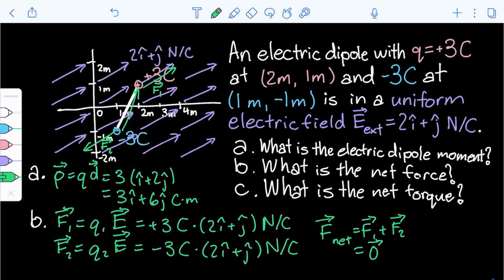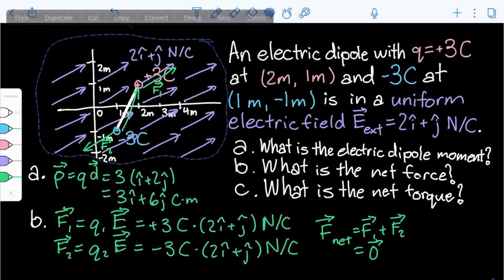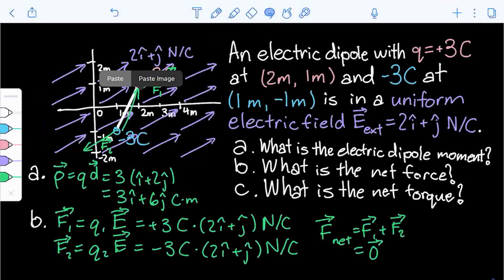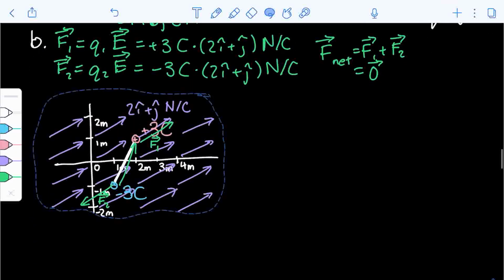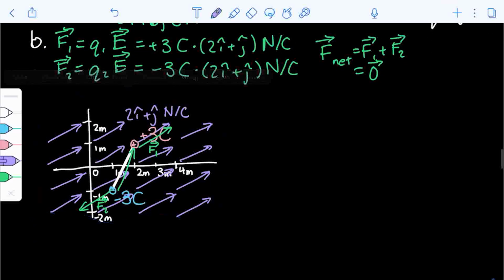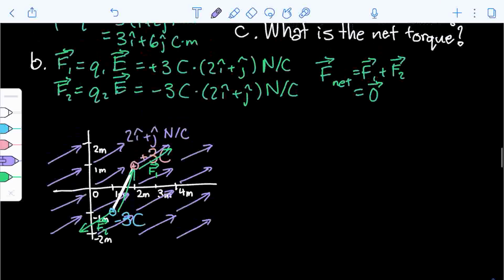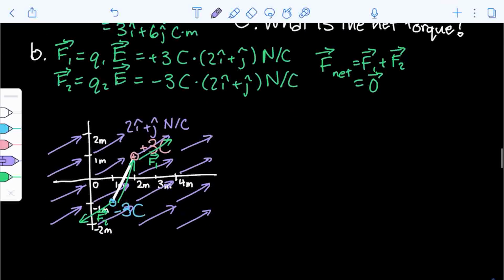Okay, now C is where things get a little more interesting. What is the net torque? So I'm going to just copy this diagram and move it down below to talk about this problem. Okay, cool. All right, so what is the net torque?